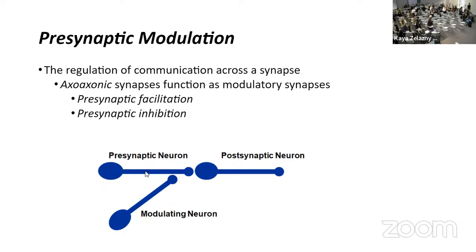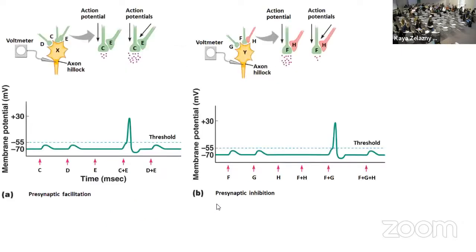Right, so a modulator neuron connects in an axo-axonic connection. So the axon here is connecting to the axon of the presynaptic neuron. The example we walked through is on the left here, the presynaptic facilitation. When we see that word facilitation, to facilitate something is to make it happen, right? So presynaptic facilitation is when we have more neurotransmitter being released due to this modulation.